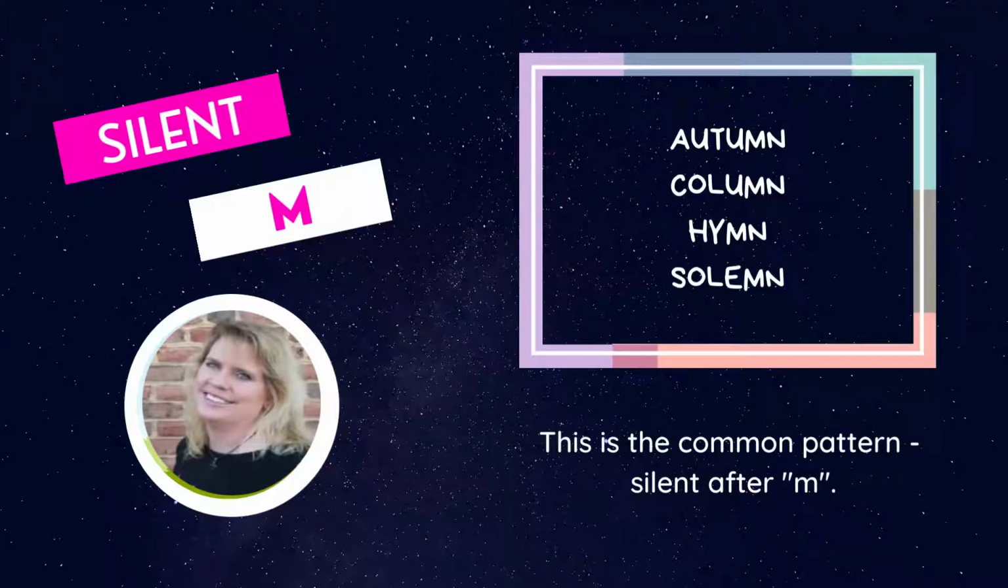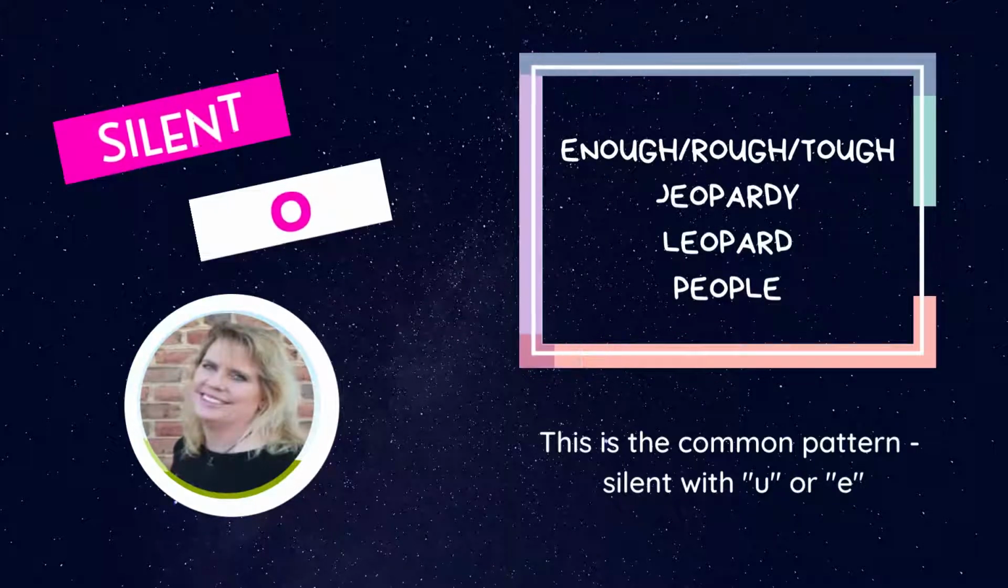This is the common pattern: silent N after M. So it's a short list: autumn, column, hymn, solemn.